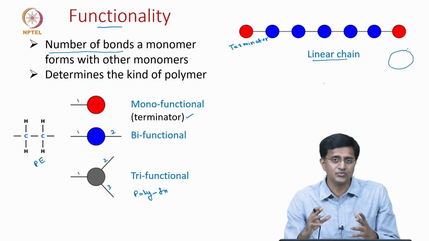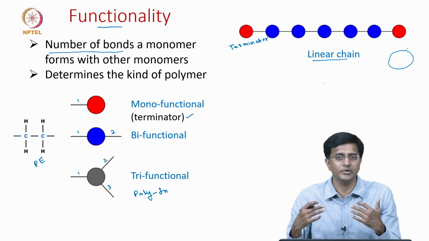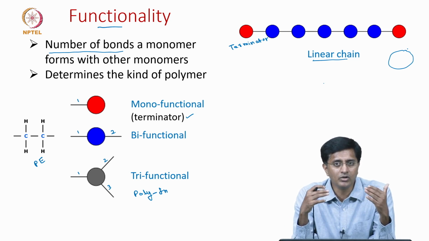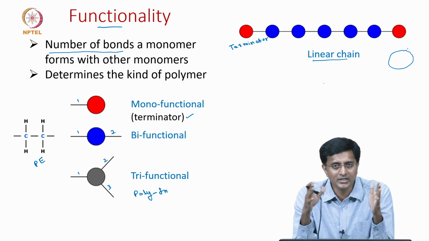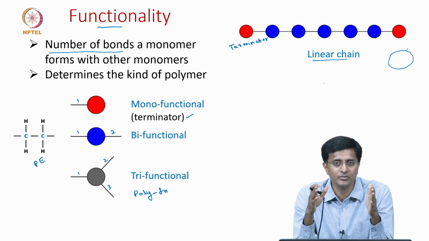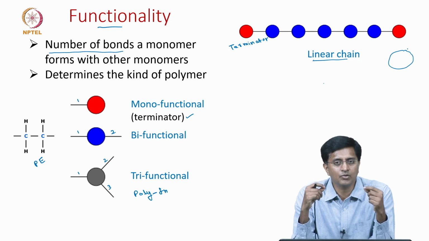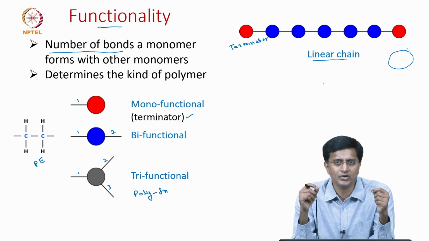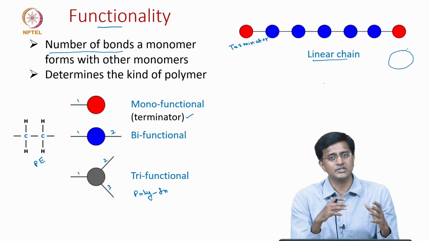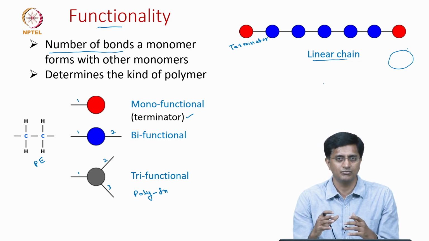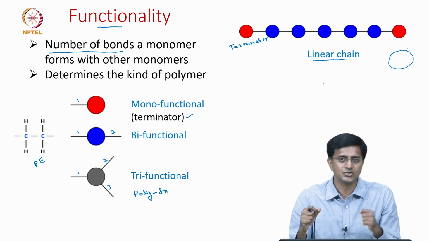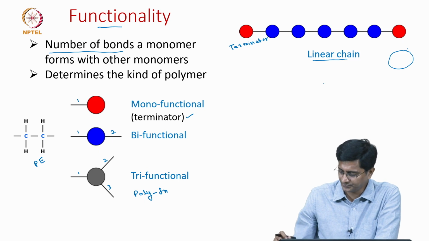But the other extreme is what happens if you have more and more terminators. Then we have more and more polymer chains, meaning that the average length of these polymer chains is small. Whether the length of the polymer chain is small or large is very important, because it really influences the properties of the polymers. Usually when you have large polymer chains, they are stronger or stiffer.